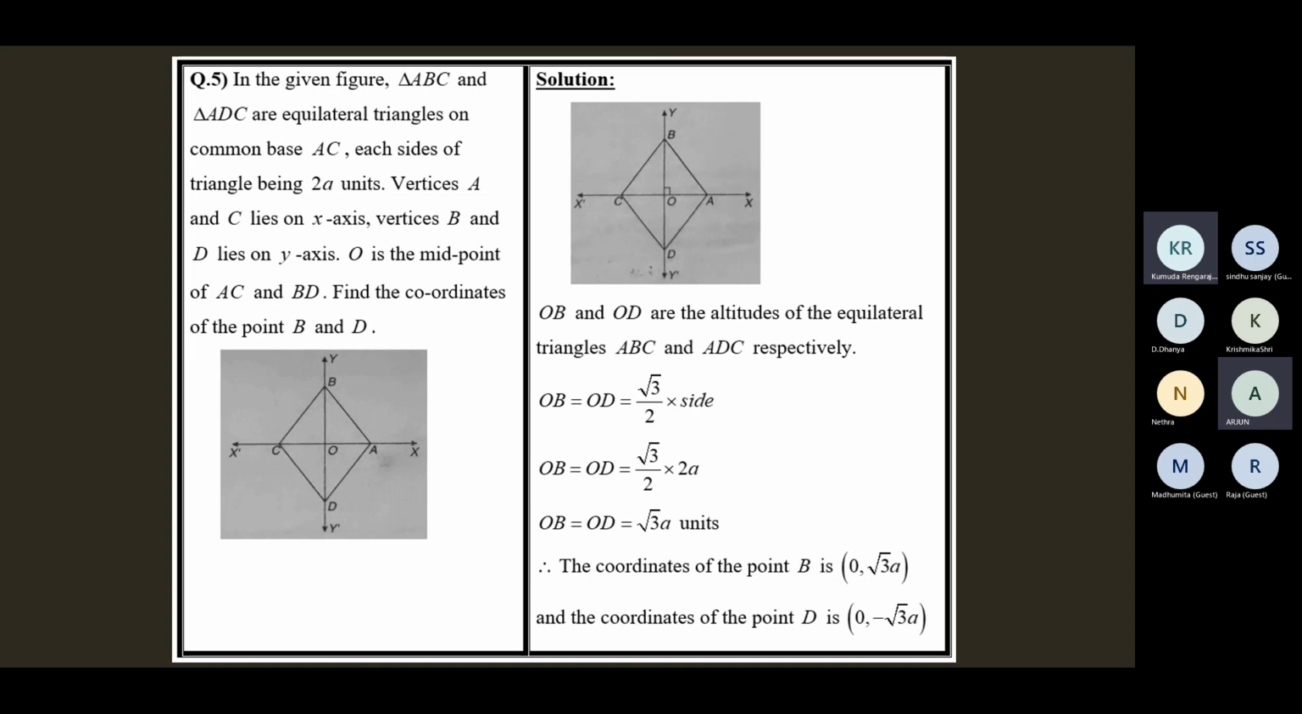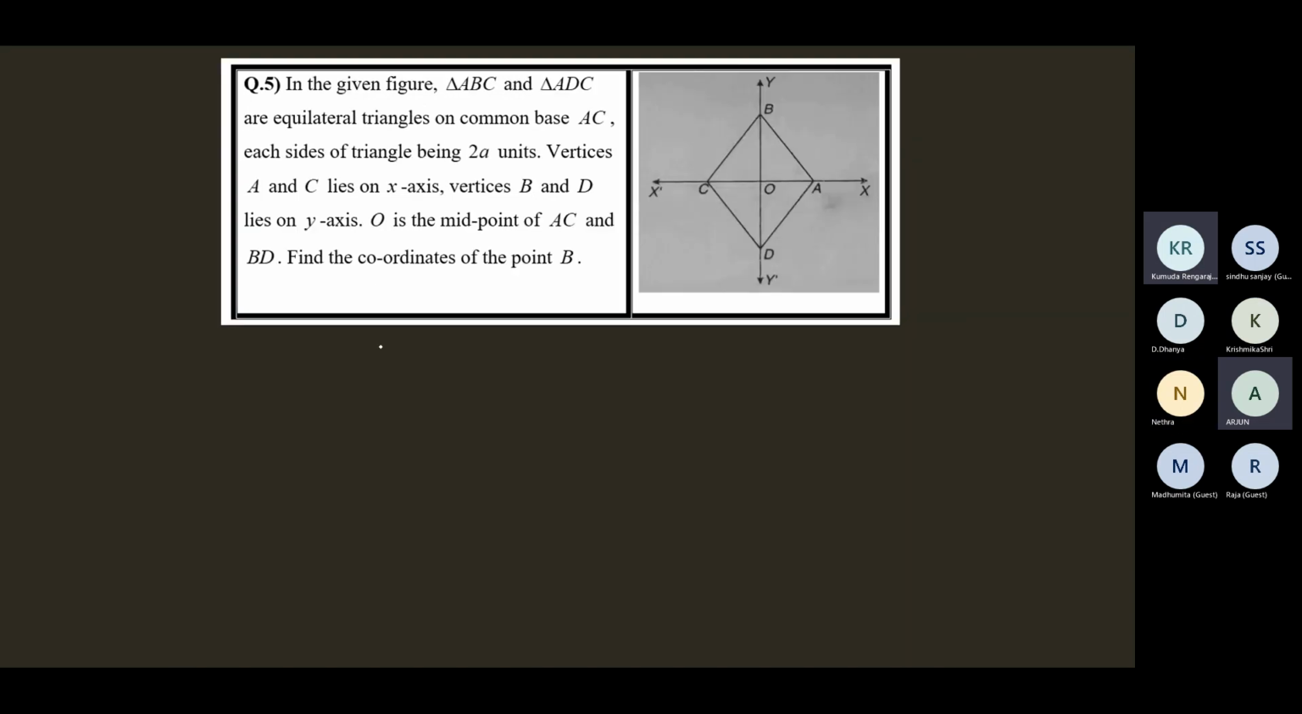Here I can see find the coordinates of B and D. Why have I written only B here? So it is B and D only. This I am writing for myself, correcting the question.